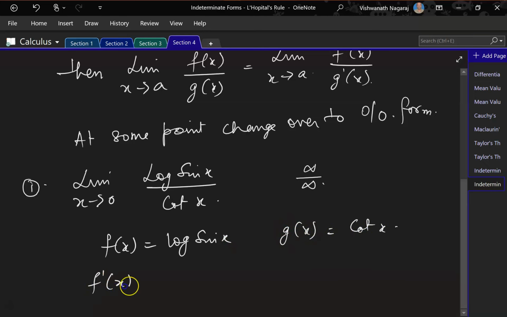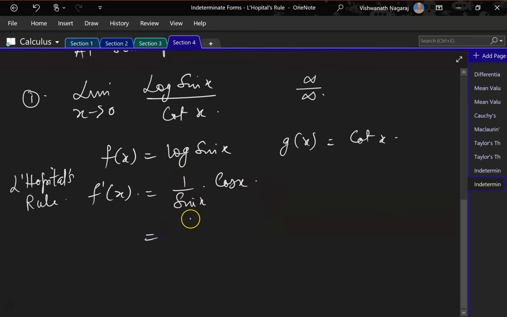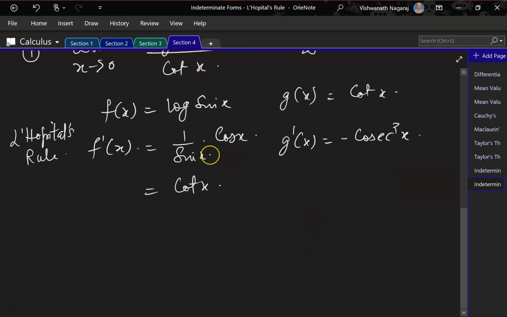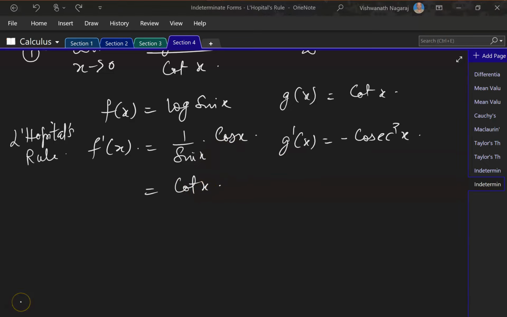Now let's differentiate. So basically we are applying L'Hopital's rule. So f prime of x would be 1 by sine x times cos x, which is cos x by sine x, that is cot x. Now g prime of x is equal to minus cosec square x. Now again, just immediately substitute 0 and see whether it works. So again cot x is infinity. Similarly cosec square again infinity. So again it is in infinity by infinity form.